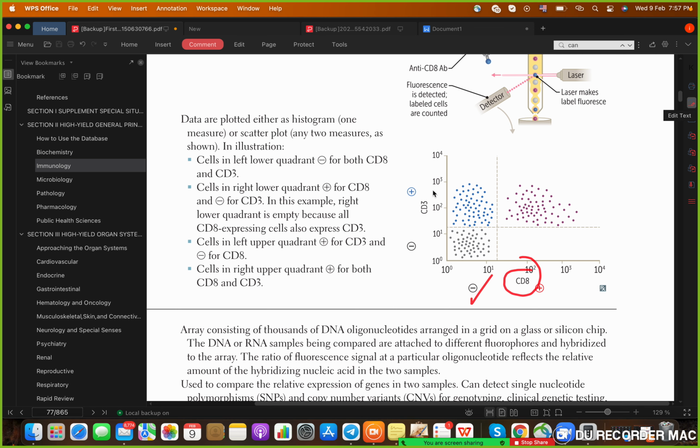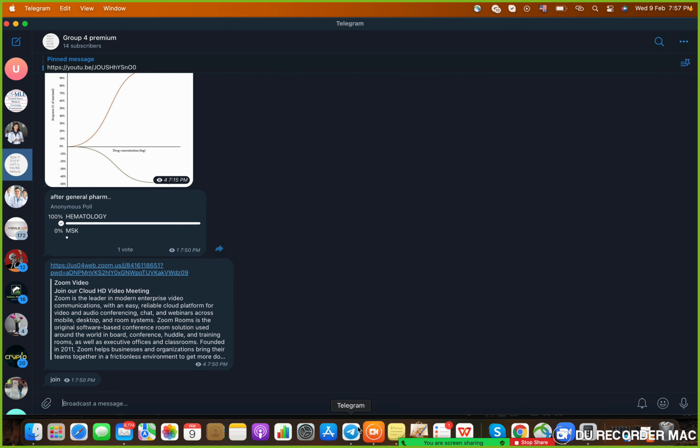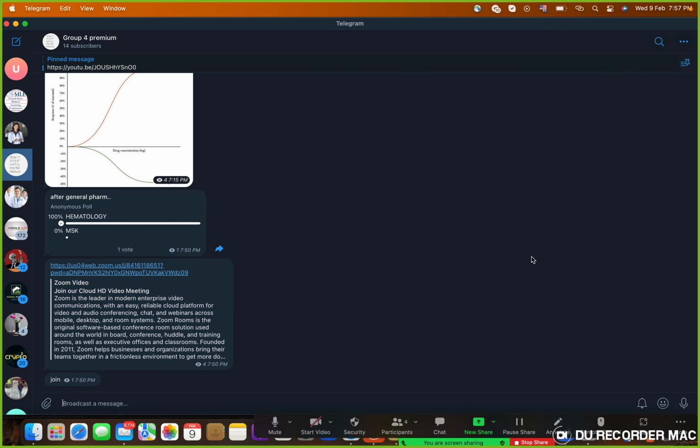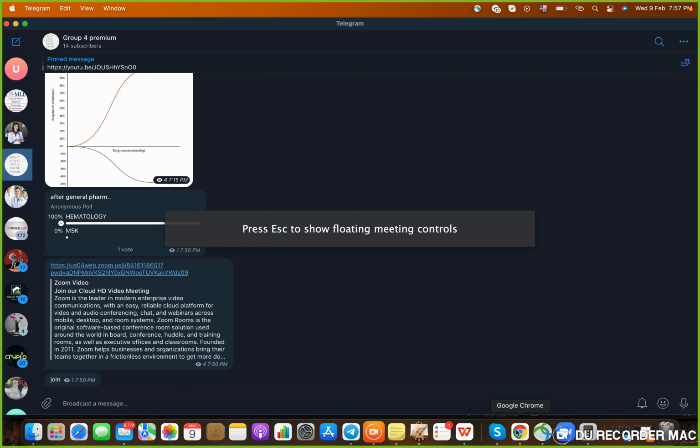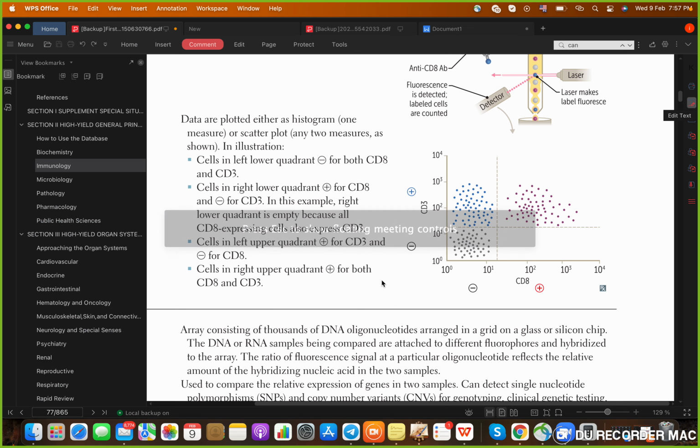negative and CD3 negative. But the cells at the right lower quadrant, which is this one, is negative for both. Okay? And the cell that is in the left upper quadrant, this one, is CD3 positive, as you can see, but CD8 negative. The cells at the right upper quadrant are positive for both, however.